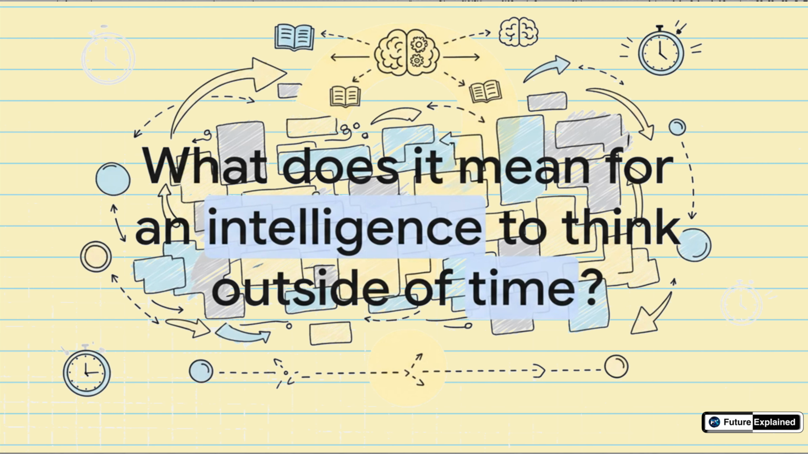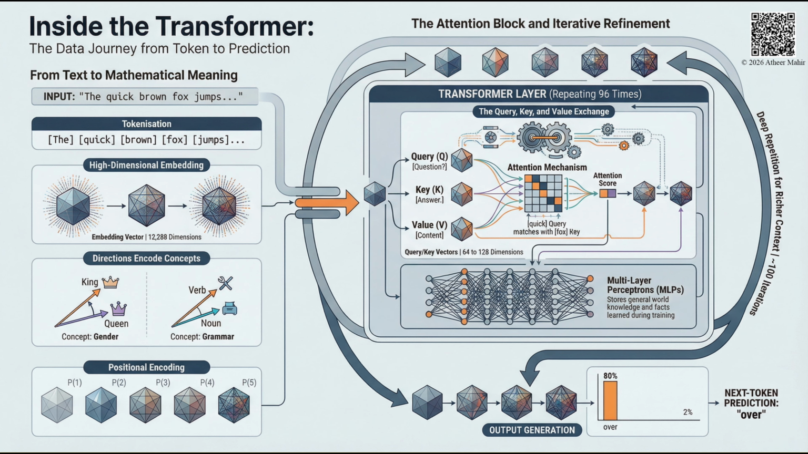And all this leads to a pretty wild final thought. Remember how we said they process all the words at once, not one by one like us? That means transformers don't experience time or sequence the way we do when we read. They see it all in one instant. So I'll just leave you with this to chew on. What does it actually mean for an intelligence to think outside the flow of time?